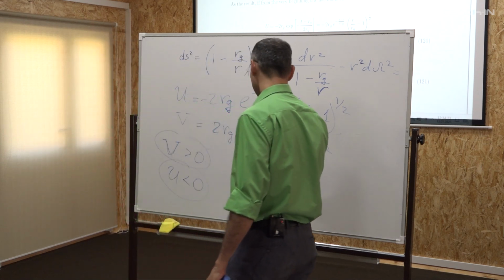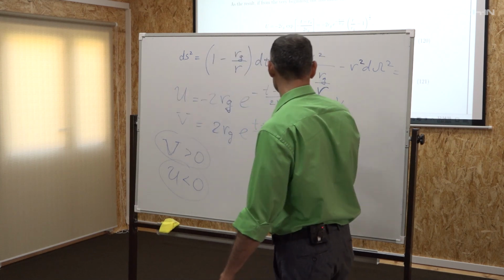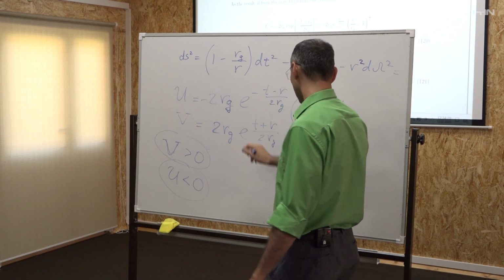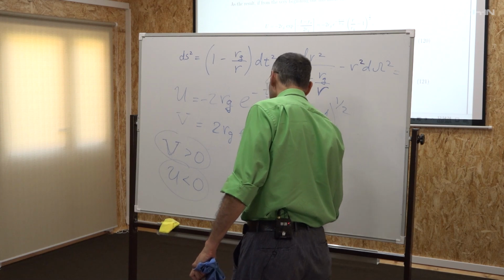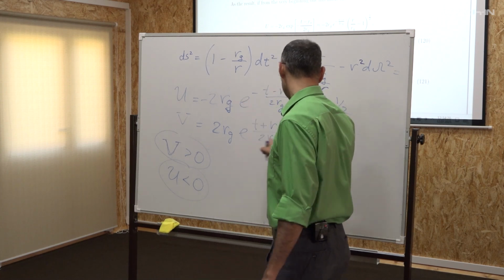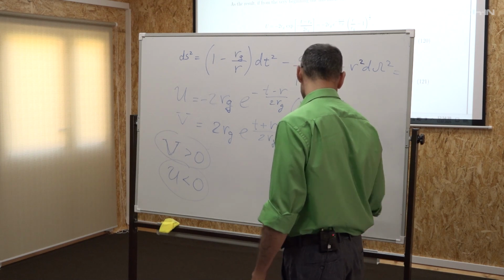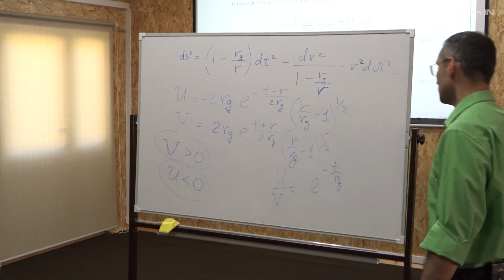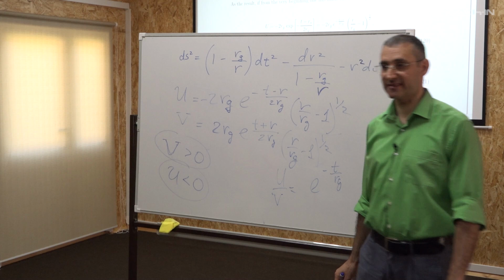So you see, let us see what the curves of constant t and r are in terms of these u and v coordinates. If I divide u by v, I get the following: exponent of minus t over rg. You see? So constant t lines are straight lines.